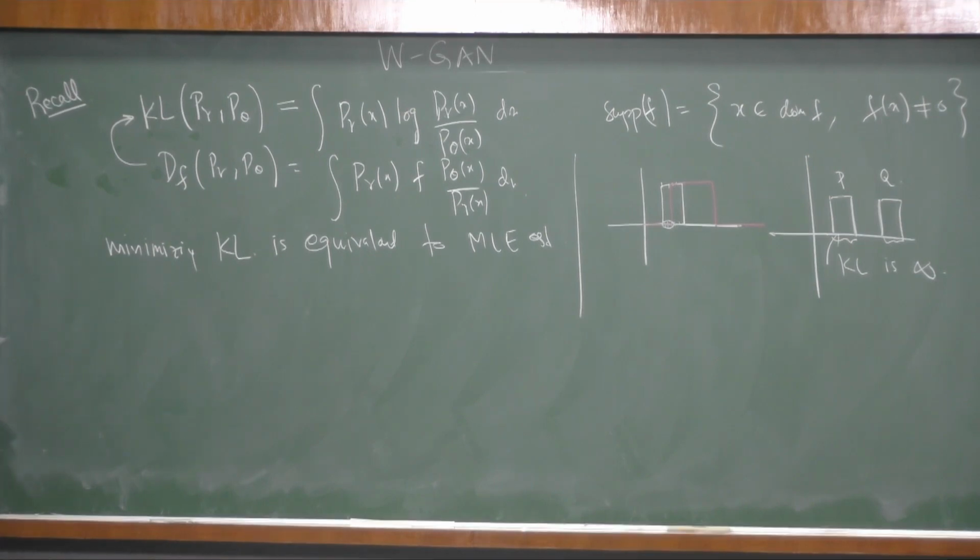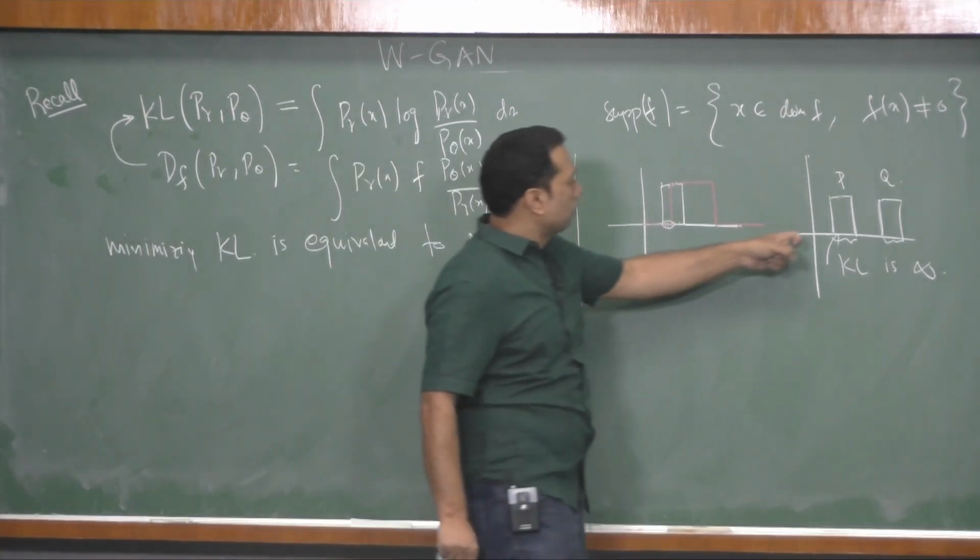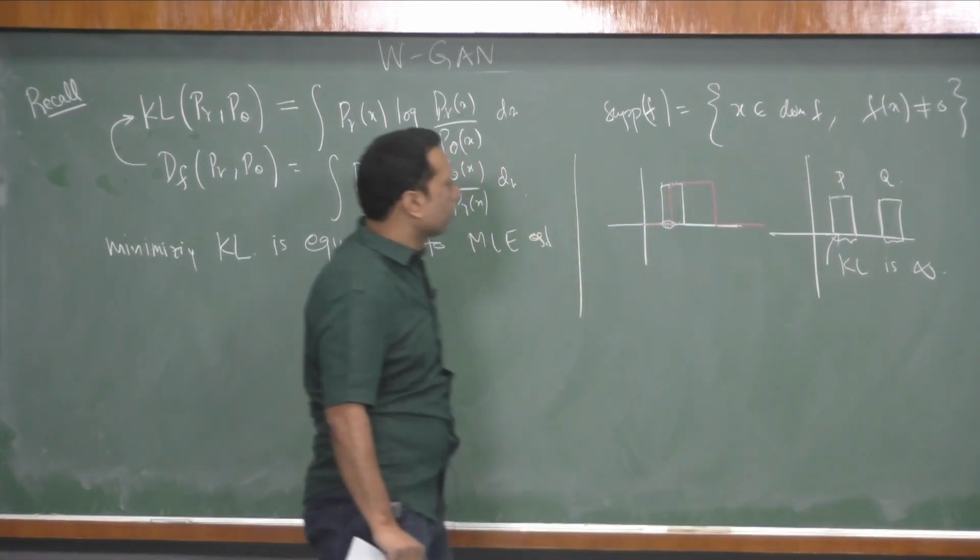So how can you resolve problems with KL divergence?